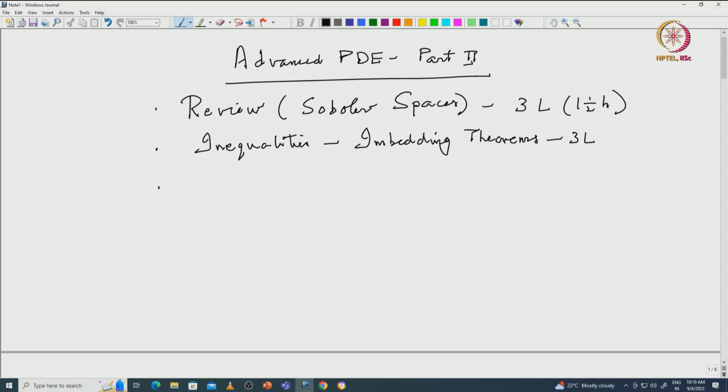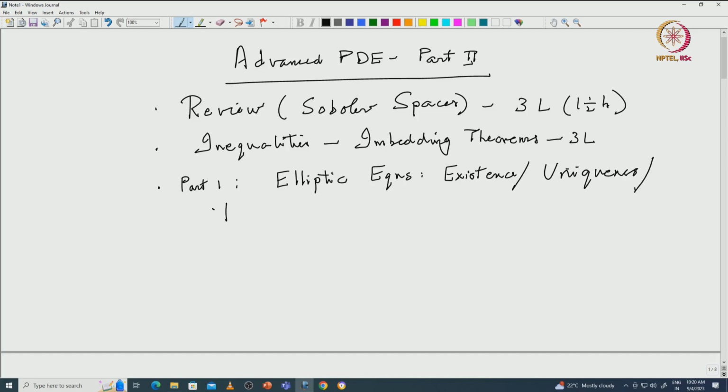After that, we divide this into 2 parts. The remaining lectures are divided into 2 parts. In part 1 of this part 2, we study basically elliptic equations. Here you will see the existence, uniqueness, regularity. These are the 3 important concepts for the well posedness of the formulation. And before that, basically we will study these equations in the abstract formulation, abstract weak formulation. It is not a classical theory, it is a formulation in the weak sense, abstract weak formulation.